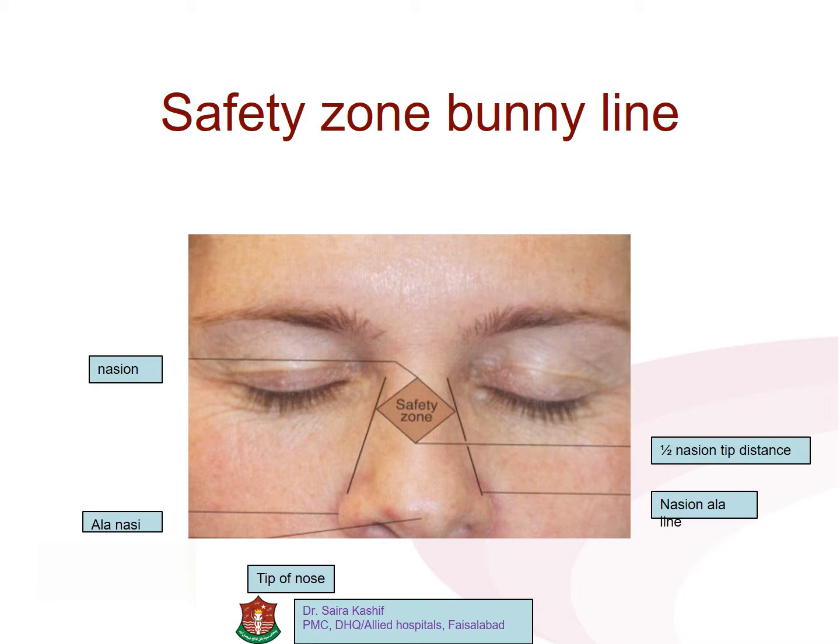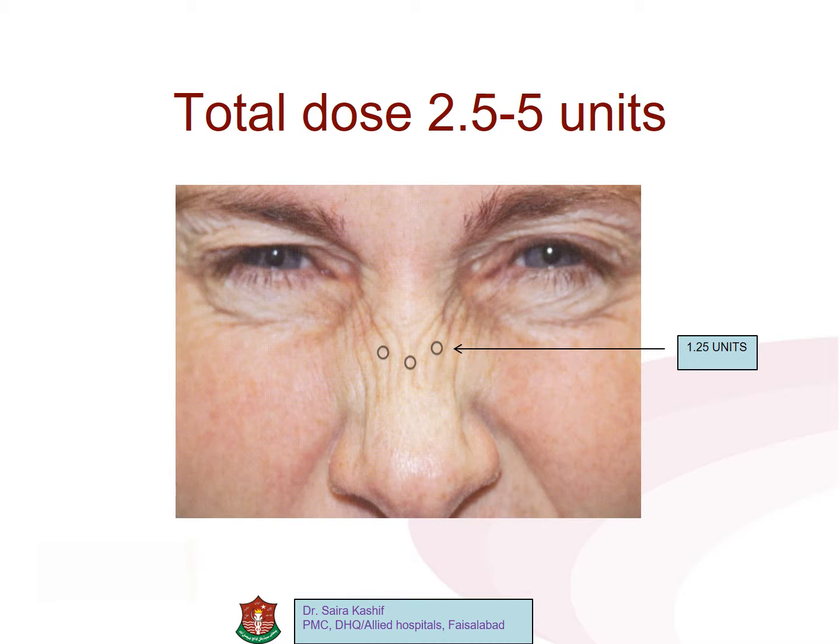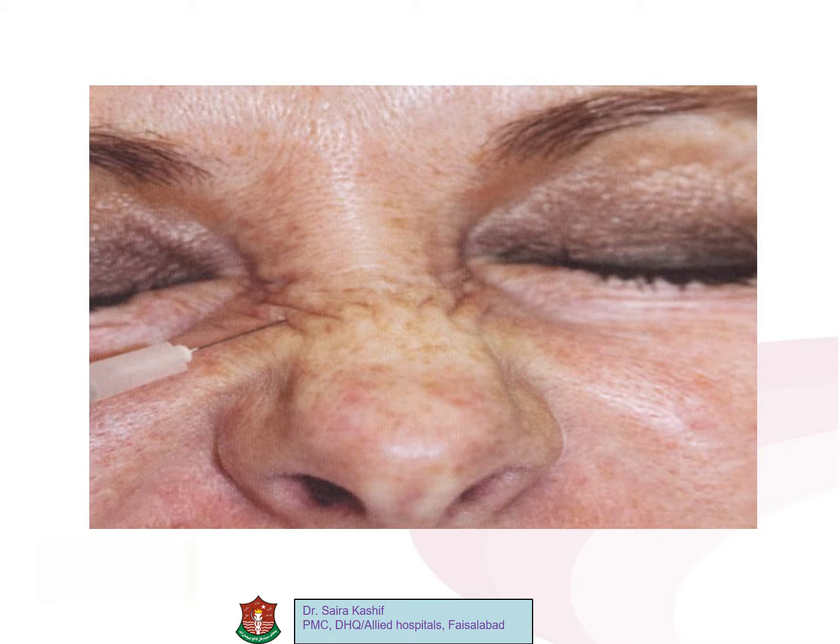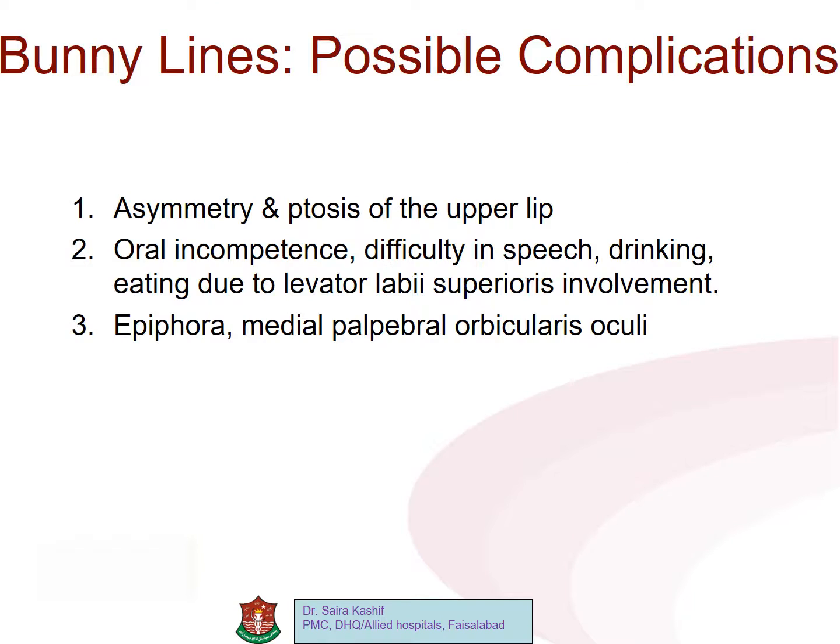The upper point of the safety zone is at the nasion. The lower point is midway between the tip of the nose and the nasion, and the lateral point lies along a line drawn from the nasion to the alaeque nasi. So this is the safety area for the injection: 1 middle injection and 2 lateral, 1.25 units per site, and the total dose should be 2.5.